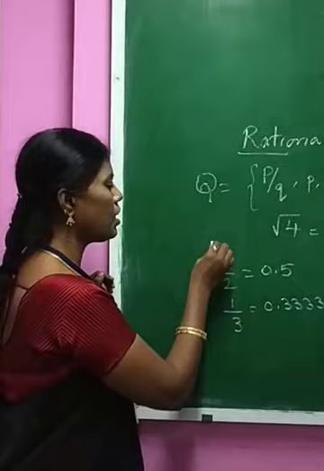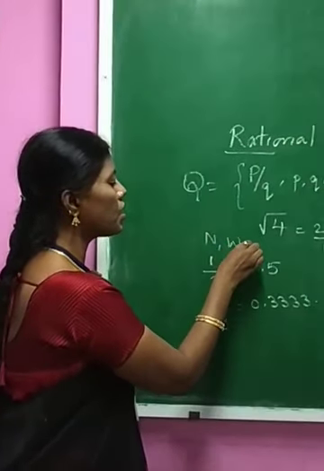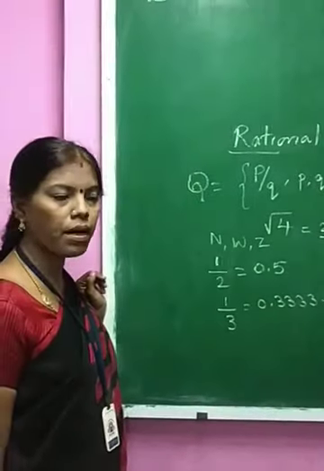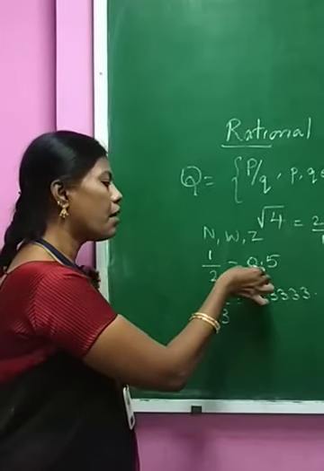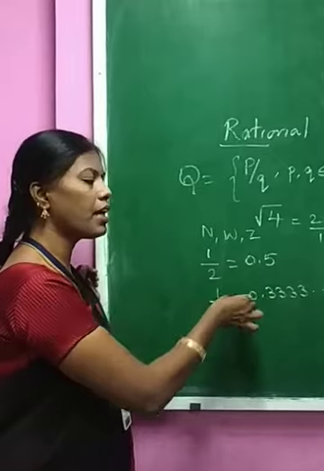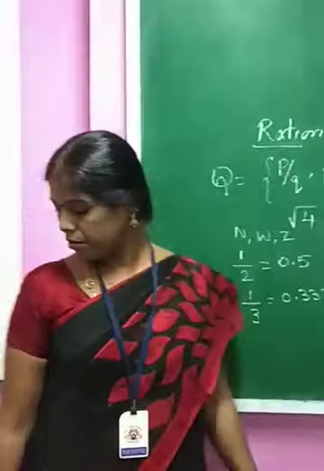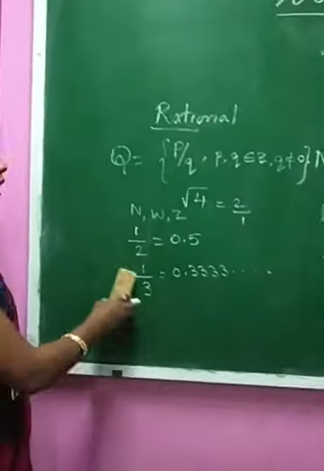And here the first thing is natural numbers, whole numbers, and integers are rational numbers, and if the square root of a number is a whole number it is a rational number, and a terminating decimal and a non-terminating recurring decimal are rational numbers. So now we go for an example.